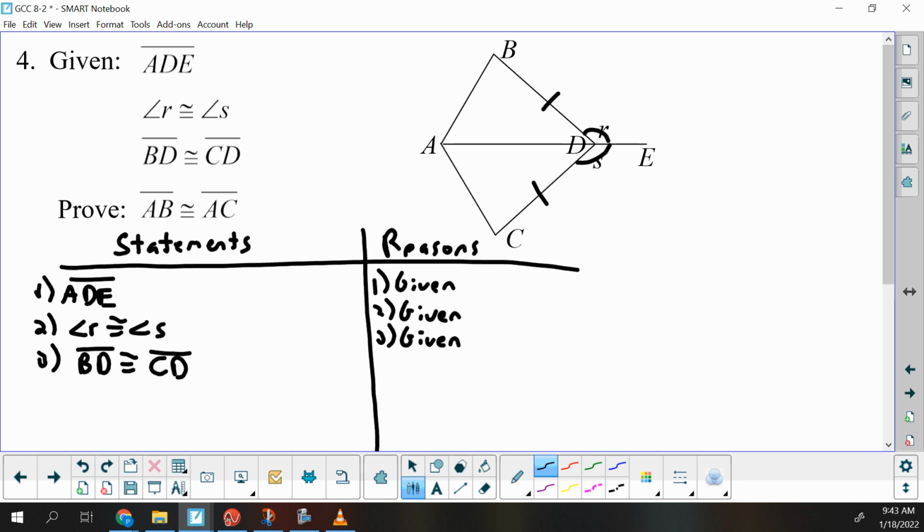We should be curious by the fact that we are given angle R and angle S, not in the triangles, but notice they're along a straight line. So we can do our new thing for today. Linear pair implies supplementary angles.